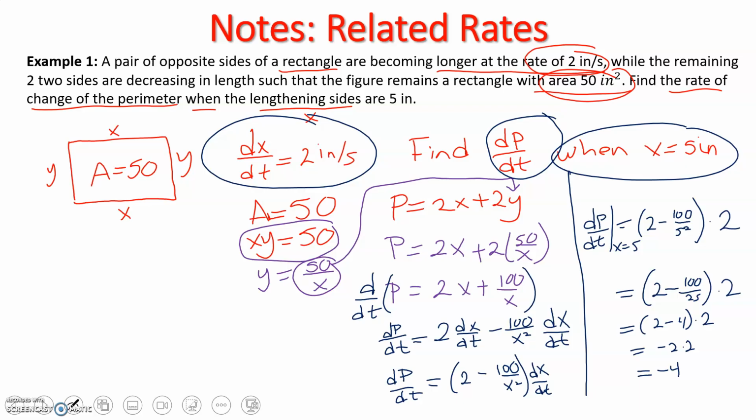Now we are measuring a change in perimeter. Perimeter is measured in inches per second. So the rate at which the perimeter is changing at the point where the x side is 5 inches is: the perimeter is decreasing at a rate of 4 inches per second when the lengthening sides are 5 inches. And that's pretty much it.